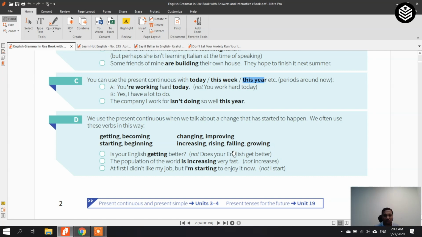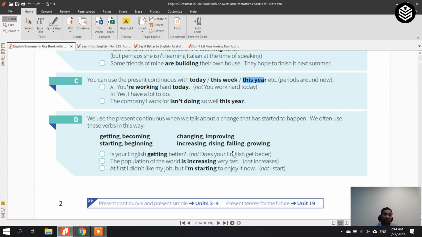Okay, and another example, this is the final example. Present continuous you can use for something that starts changing, something becoming, starting, increasing. For example, is your English getting better? It's a question form, but you observe your friend is speaking very good English. You see every day he is improving, so you will tell him that your English is getting better. So this is a present continuous, something based on your observation.